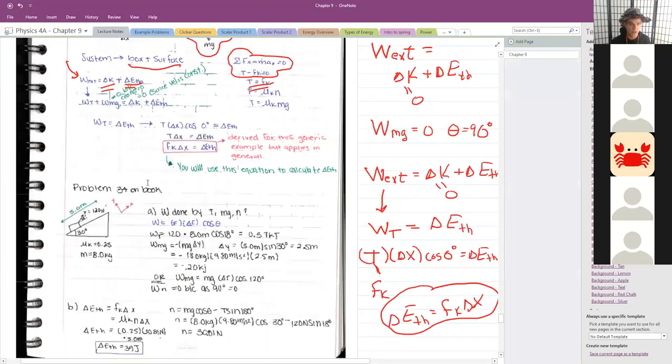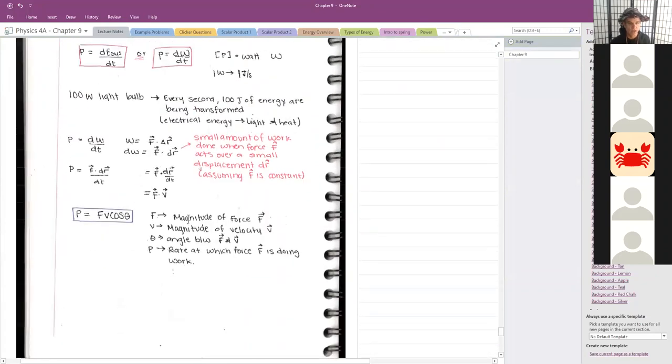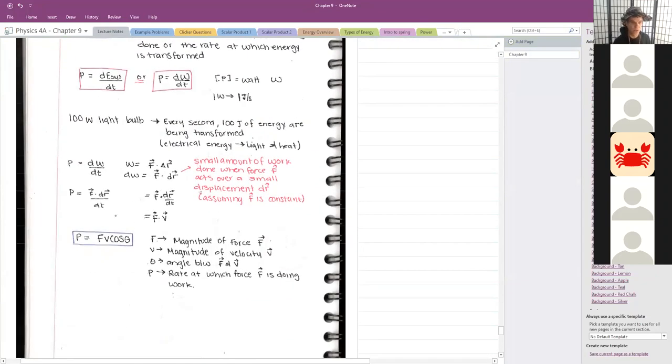Let me go to the lecture notes real quick. You can also show that power for a specific force can be written as F times v times the cosine of the angle. I'm not going to deal with that at all. And there are going to be no power questions on the chapter 9 quiz. That's really all the chapter 9 content. There are a couple of example problems I want to do, and I'm going to do those tomorrow.